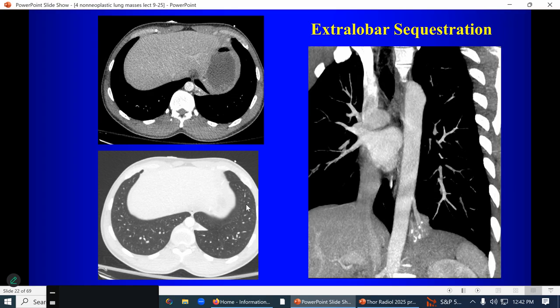So this is an extralobar sequestration. So again, we recognize it as a sequestration because it has a systemic arterial supply, very sharply demarcated from the surrounding lung tissue because it has a pleural covering, right? So that's an extralobar sequestration.